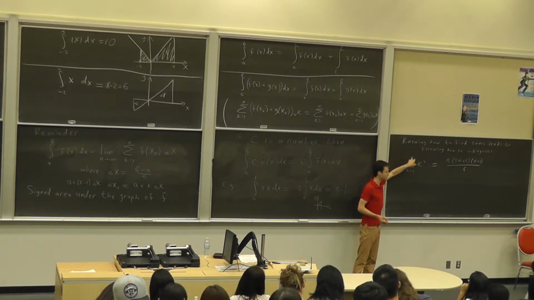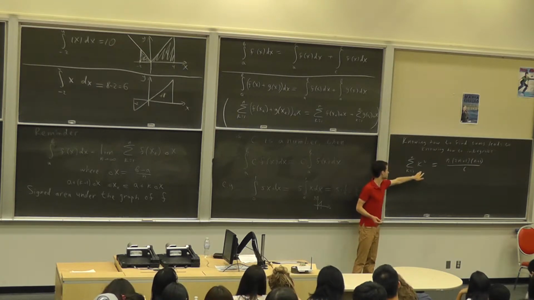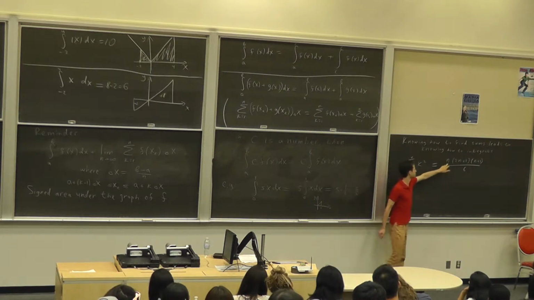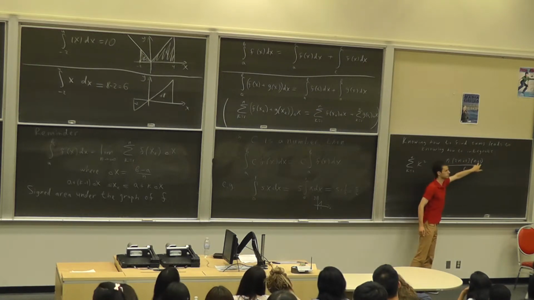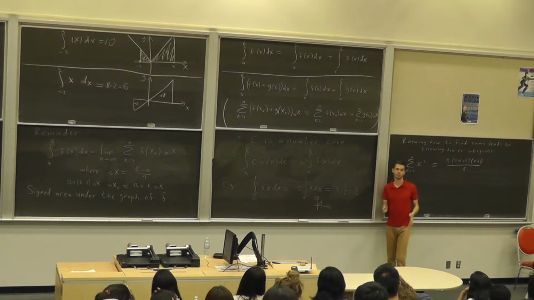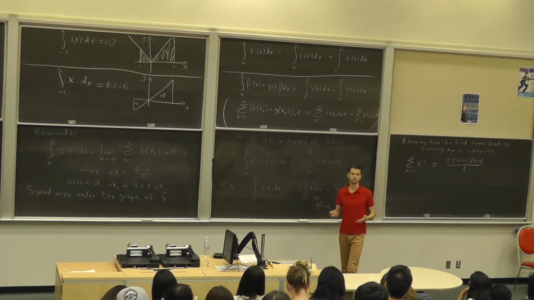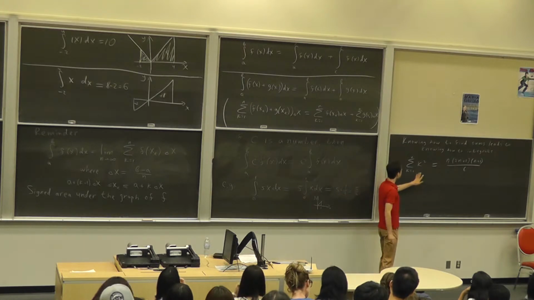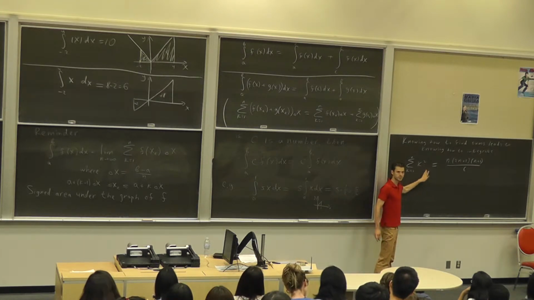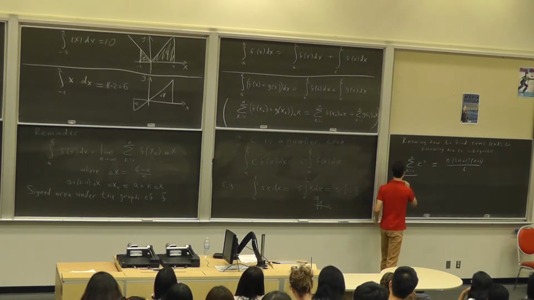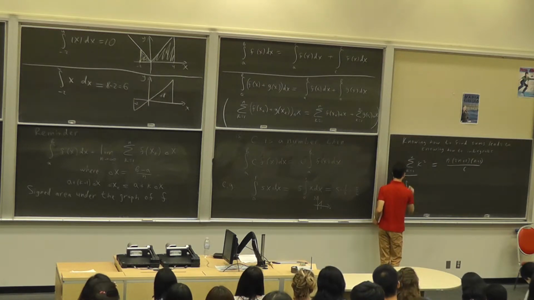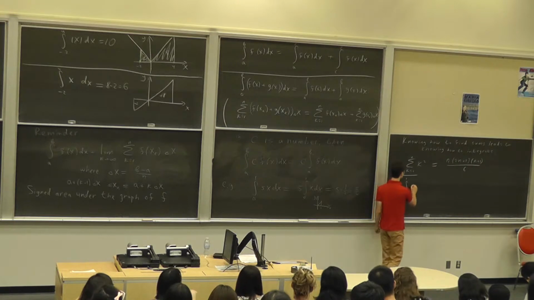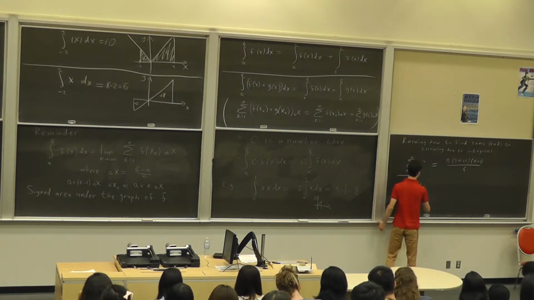Like when n is equal to 1, the left hand side is 1 squared, and the right hand side tells you 1 times 2 times 3 over 6, which is 1. So the formula works for every value of n. So now we know this sum. This knowledge can be used to evaluate the integral from 0 to 1 of x squared dx.